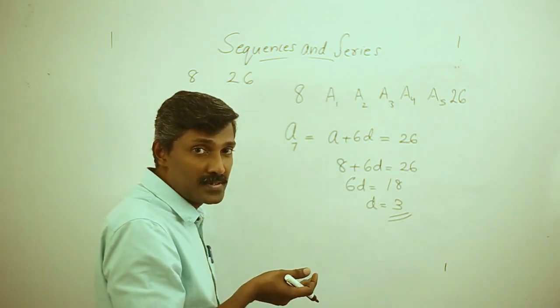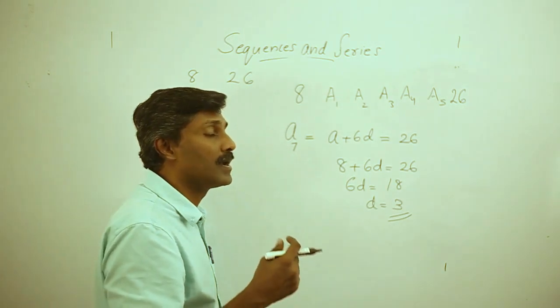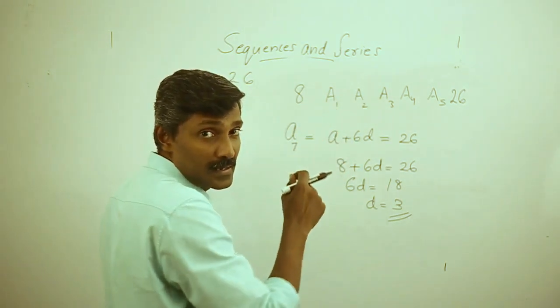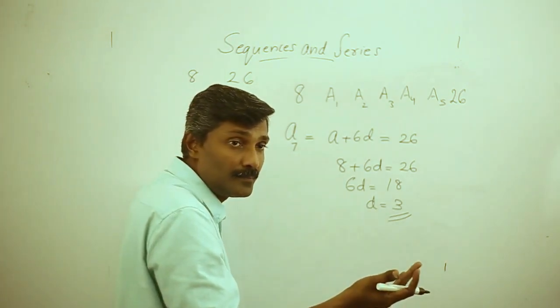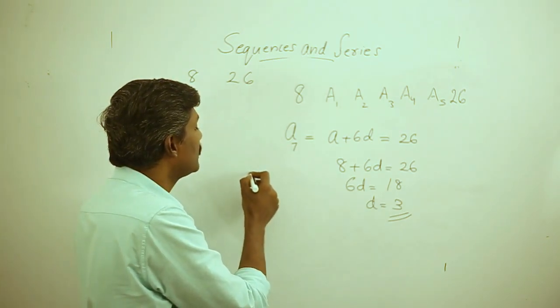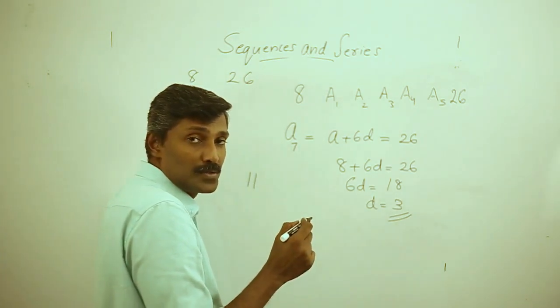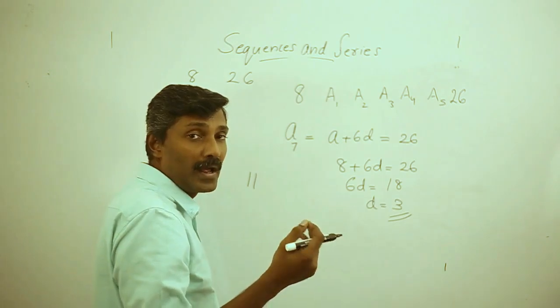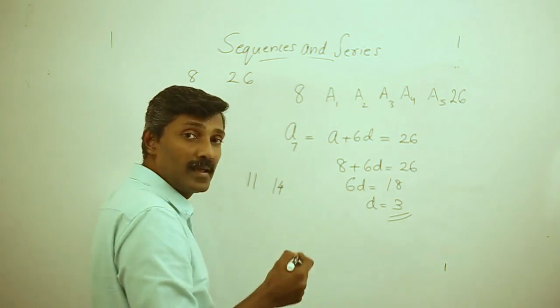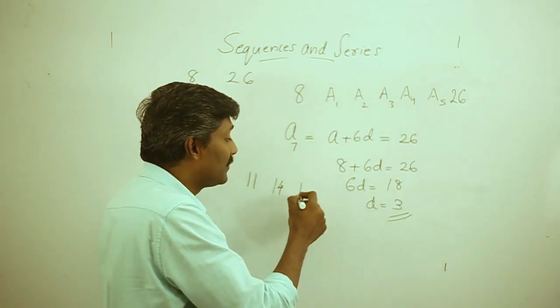And once I get the first term and the common difference, I can write any term in the sequence. Okay? So what is the second term? That is A1, the first number I am inserting. It is nothing but 8 plus 3, which is 11. And then to get A2, I just have to add 3 to that number 11. So that is 14. Again, I add 3, so that is 17.